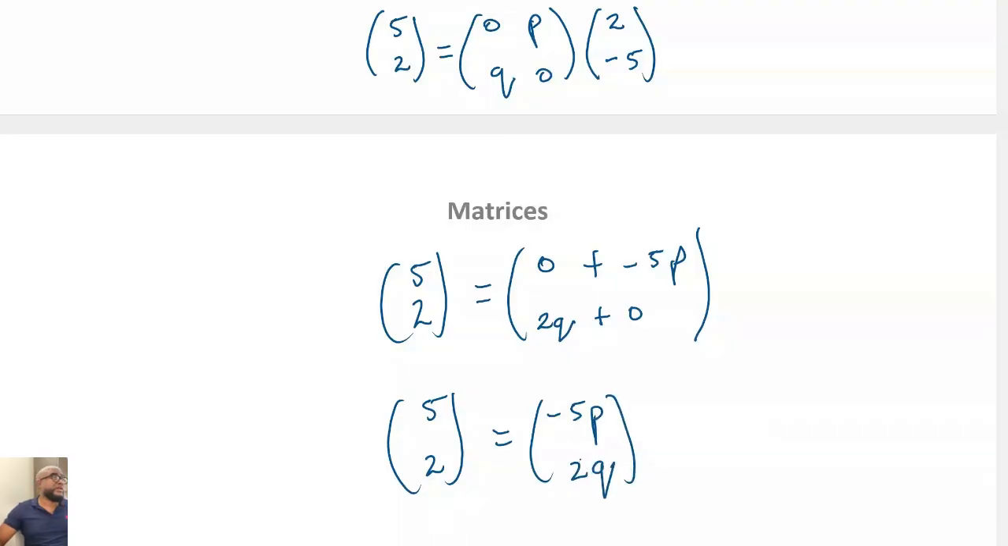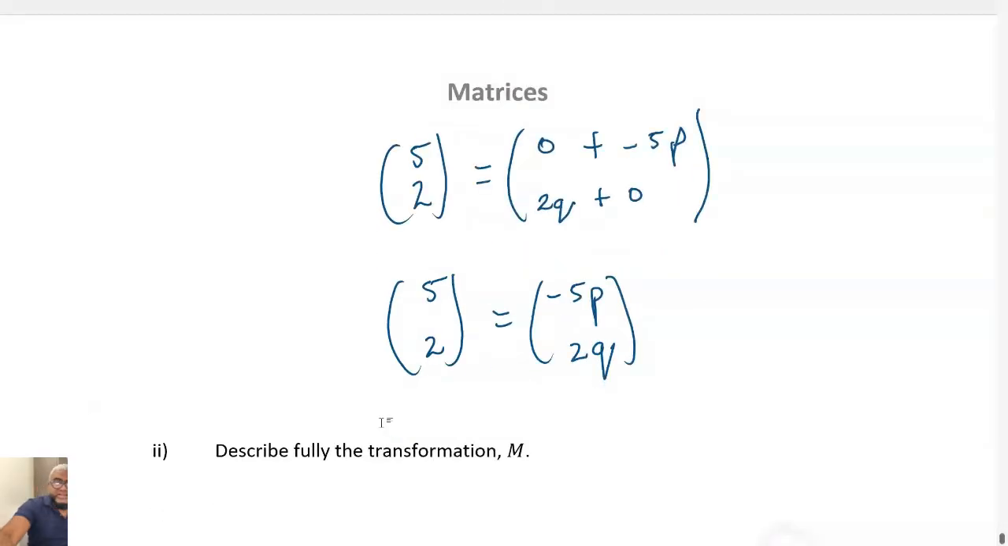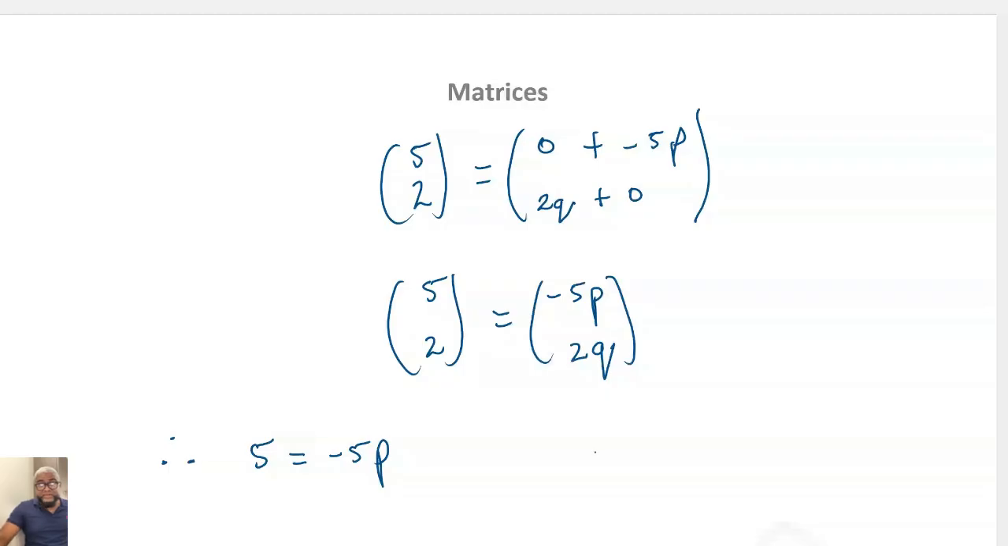Everybody agrees? So what lines up with what? Talk to me, Jivan. What lines up with what here? Therefore, what is equal to what? We could form 2 equations here. All right, let me go in the order as it is. 5 would be equal to negative 5P. Agreed? This top row here, 5 is equal to this. And then we have 2 is equal to 2Q.